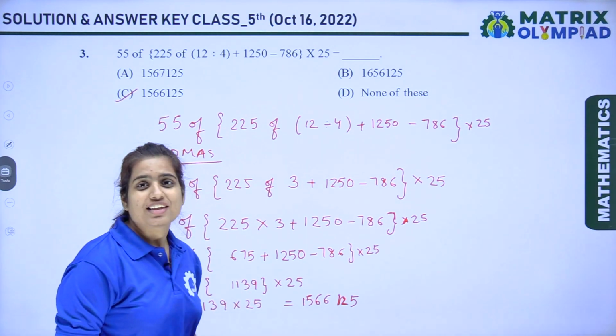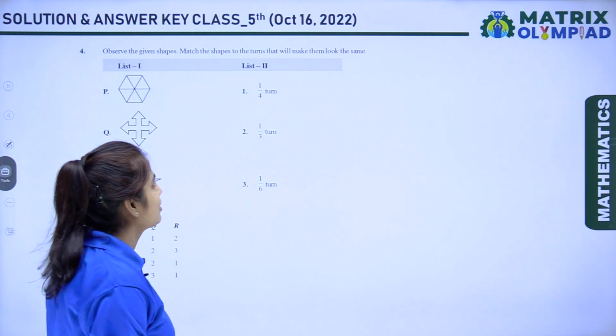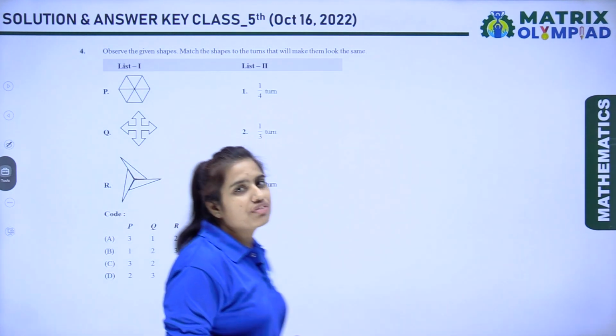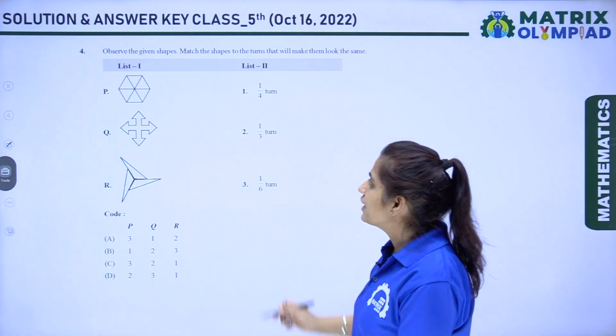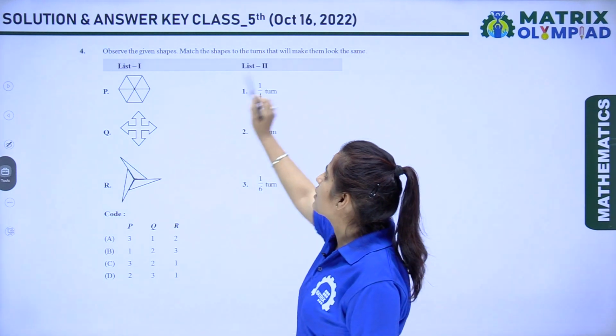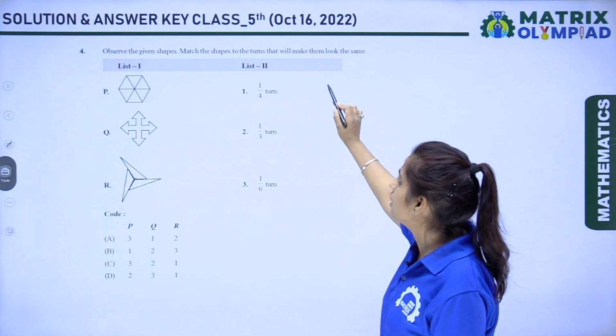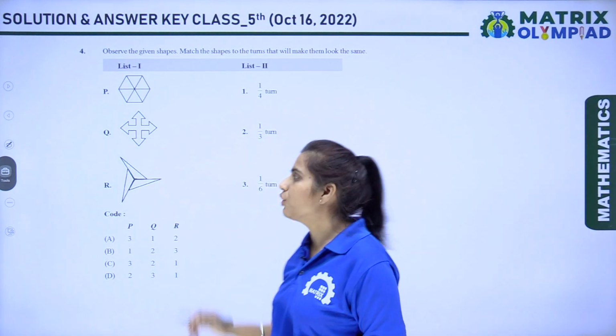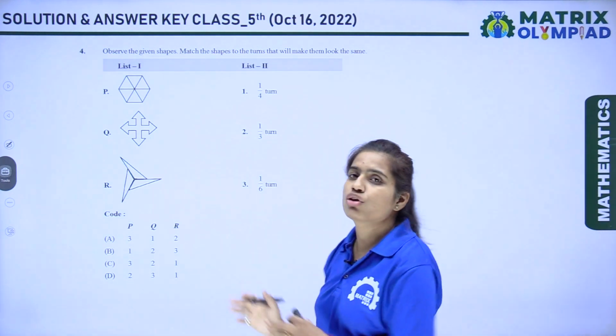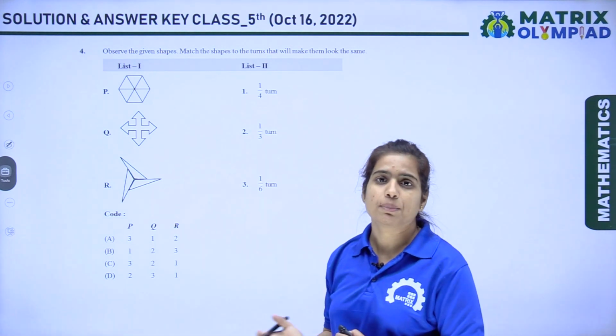Now let's begin with the fourth question. Here in this question, we have to do the matching. The question says: observe the given shapes. Match the shapes to the turns that will make them look the same. It is a very simple question. Now here we have to just focus on the shapes and their partitions.